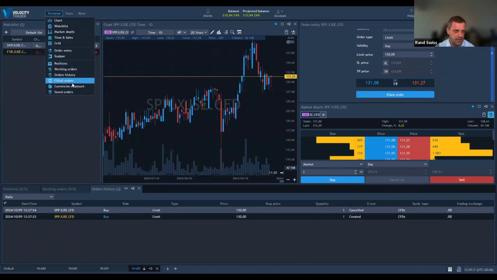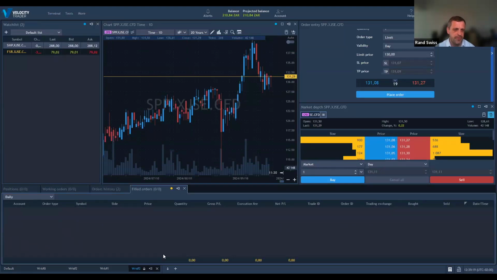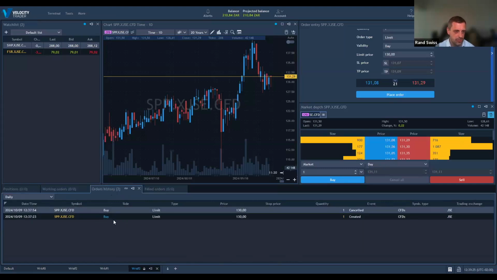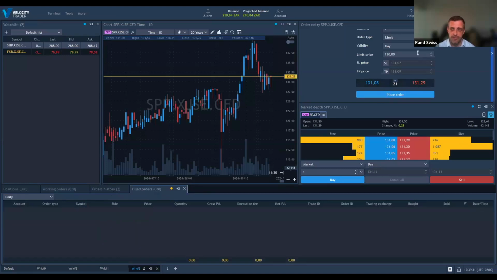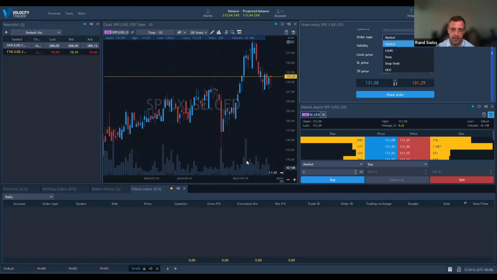And then finally, there's filled orders. Filled orders are orders that actually traded. So as you can see, there's nothing here at the moment because this order didn't trade. I placed the order, but it didn't trade. So there's nothing here at the moment. But if I change this to market order and I buy it, then you will see filled order here.